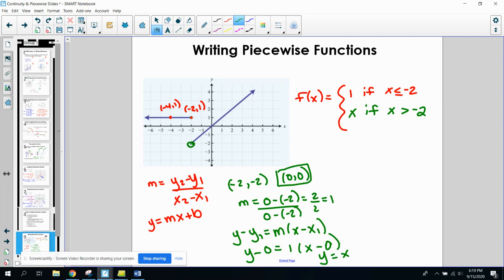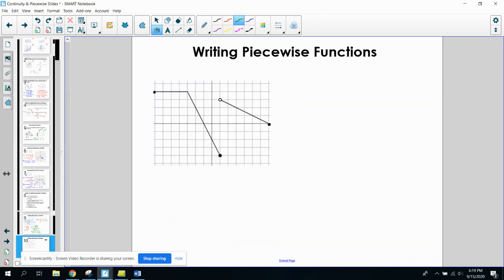Okay, so let's look at one more example. Okay, so here we have 3 pieces. So even though it might look like there's 2, there's really 3. So let's kind of outline them a little bit.